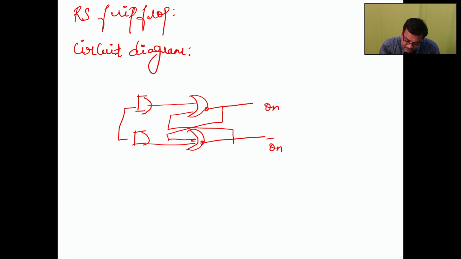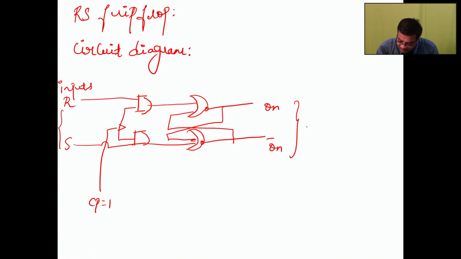And clock pulse equal to 1. This is R and this one is S, so these are the inputs, and this one is the outputs. The first AND gate, second AND gate, first NOR gate, second NOR gate. So first we can write its truth table.